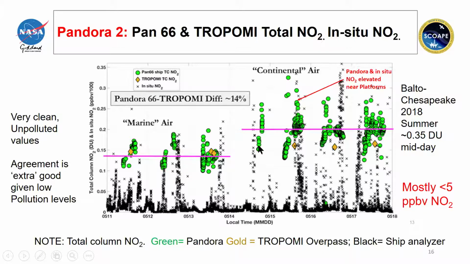But there's something else that we see here, and this is also typical with Pandora when the air becomes somewhat more polluted. Just as I mentioned on the prior slide, showing you statistics of our LUMCON sampling, when the total column values get higher, the Pandora tends to read higher than the satellite overpass data.